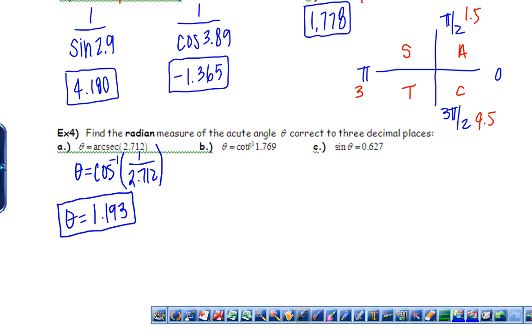Okay, if arc cotangent is 1.7, then what is arc tangent? The arcs stand alone, so this should be 1 over 1.769. So arc tangent is going to give you 0.515.